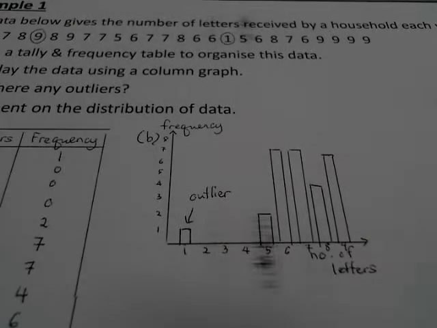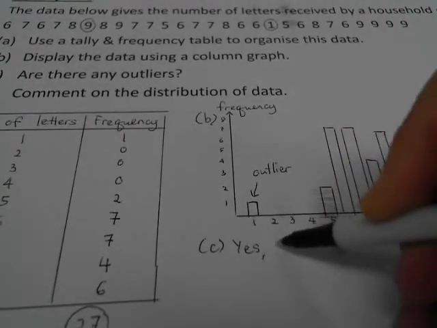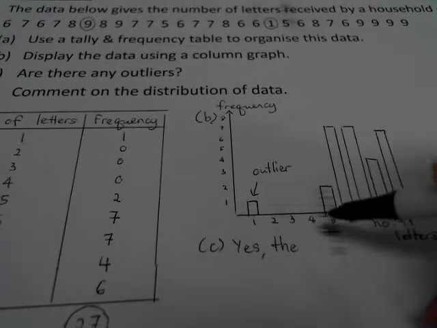Some can be analyzed, some can't be analyzed, but it is good to take note of the outlier, because it might be a contributing factor to your statistics. It might affect your calculations, so you need to take that into consideration. So yes, there is an outlier. And the outlier here is 1.